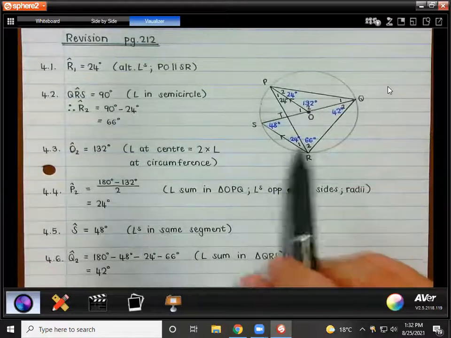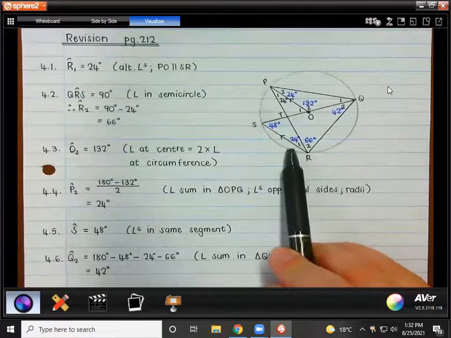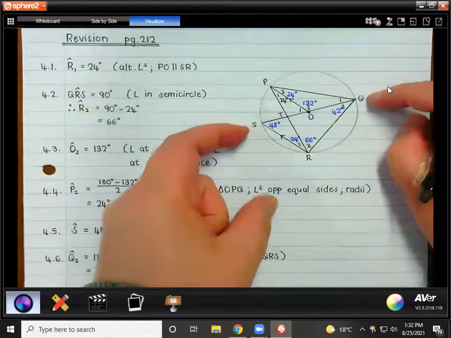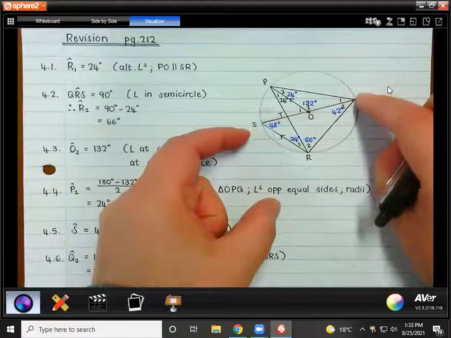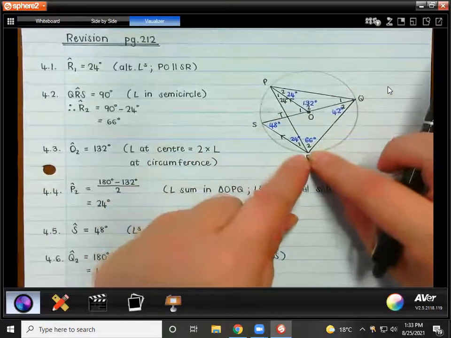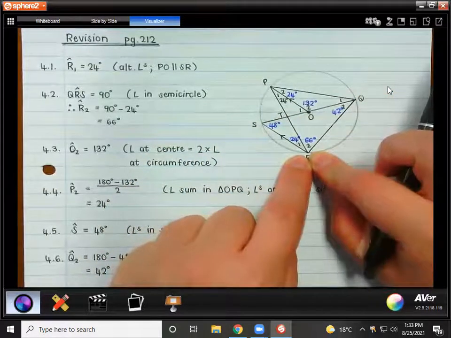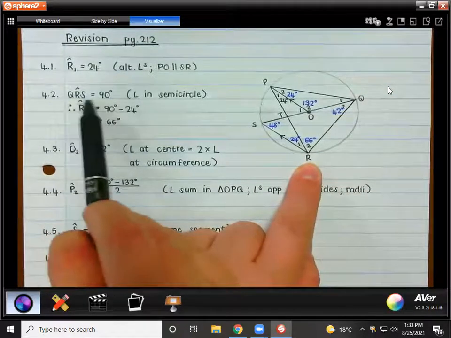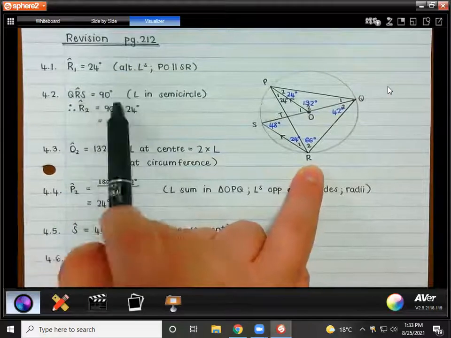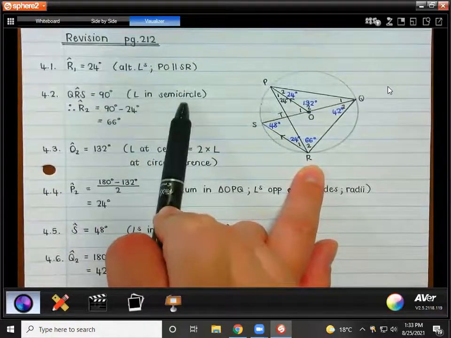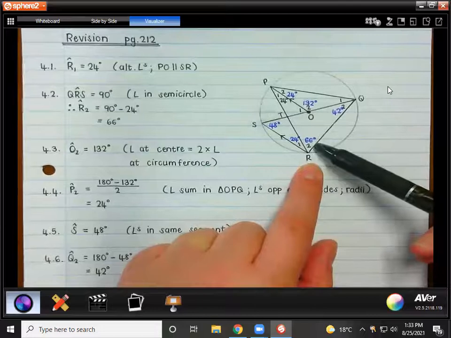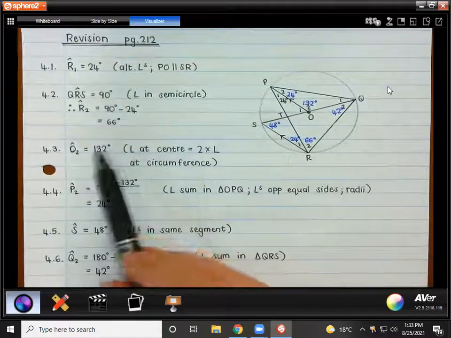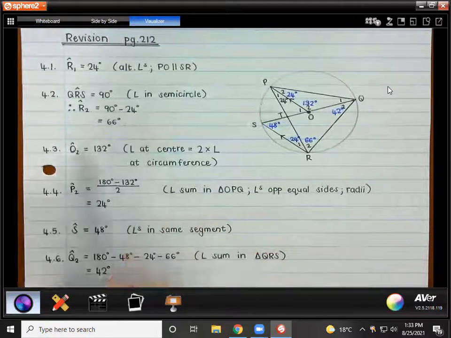For 4.2, they then asked you for R2. Now we have R1. They want R2. Guys, SQ is a diameter, right? And we know that a diameter subtends a 90-degree angle at the circumference. So the whole of angle R was 90 degrees. I wrote QRS is 90 because of angle in semicircle. Therefore, R2 is going to be 90 minus R1, which is 24, which we found in the previous question. And then it's 66.